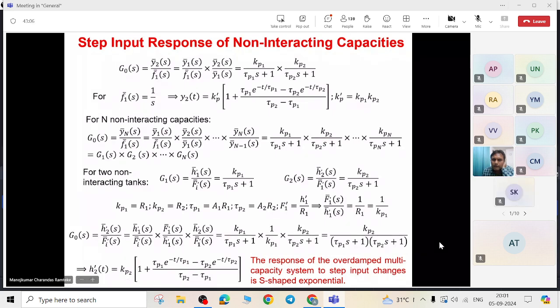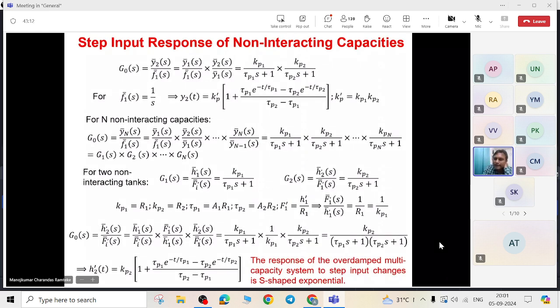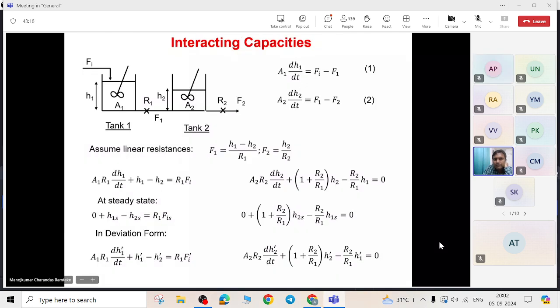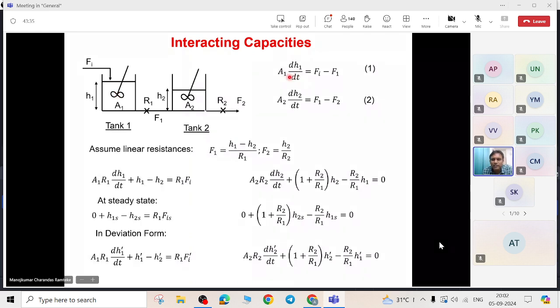Yes. Okay. So far we were only concentrating on the non-interacting system. Let's concentrate on the interacting system. Again, we can derive the expression similar to what we have done so far. So this is the interacting system. Here, let's write down the model equation. For the first tank, A1 dH1 by dt is given as Fi minus F1. Similarly, for the second tank, A2 dH2 by dt equals F1 minus F2, isn't it?